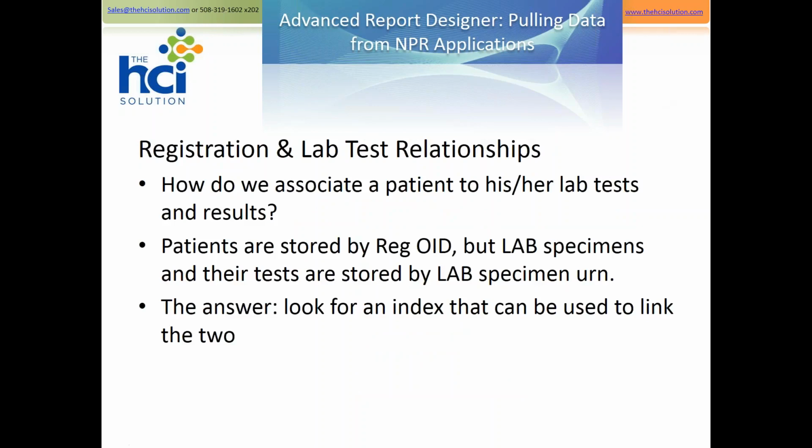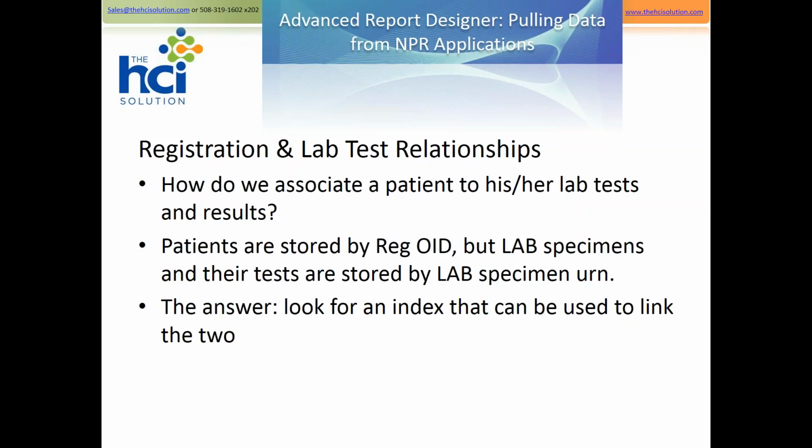So thinking about how we're going to get this report to work, how are we going to get our registration accounts and link them to those patients' lab tests and their results? Patients are stored in the system by the registration OID, but lab specimens and their tests are stored by a lab specimen URN. So how are we going to link those up? How are we going to figure out which lab specimen URNs belong to a certain patient?